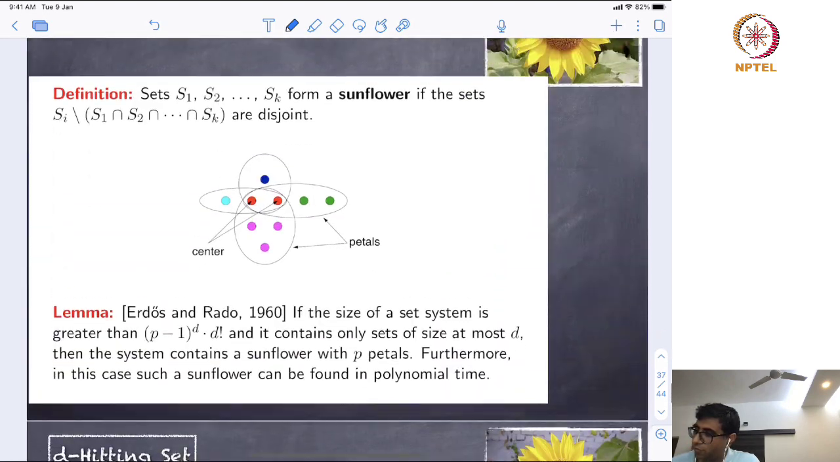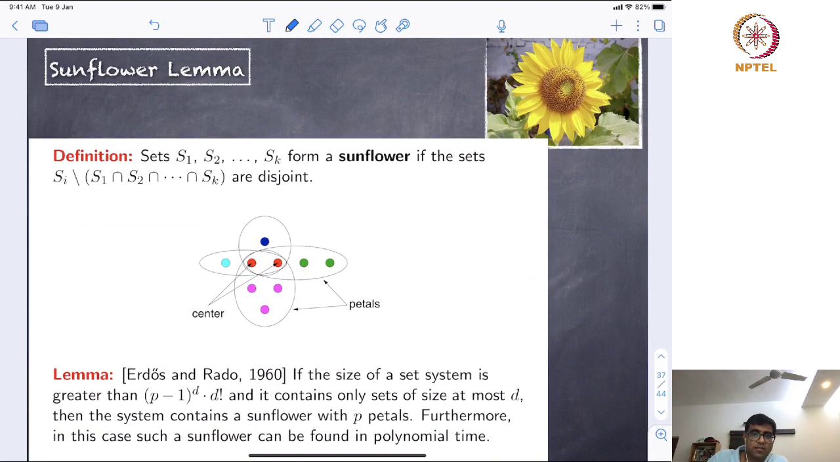And in fact, this follows from, which I did not teach you, the notion of sunflower. So what is a sunflower? You have sets S1 to Sk that form a sunflower if the sets Si minus their common intersection are pairwise disjoint. Okay. So this common intersection is called the center.